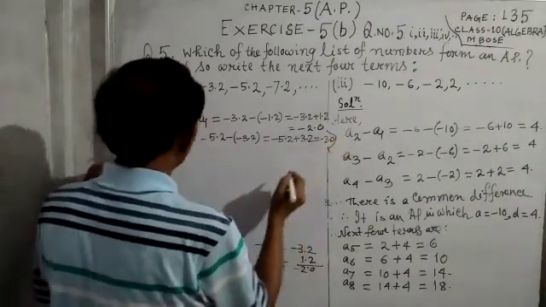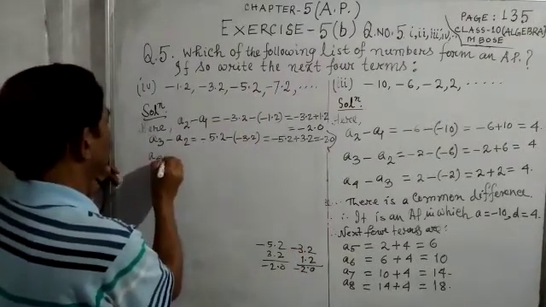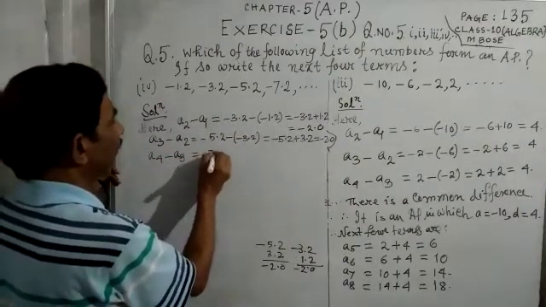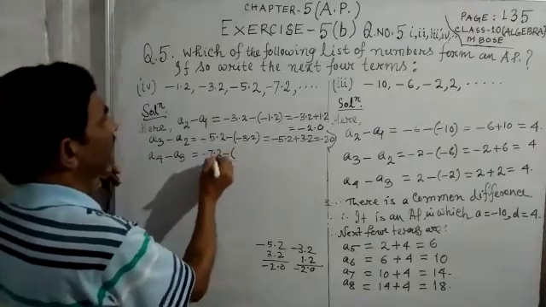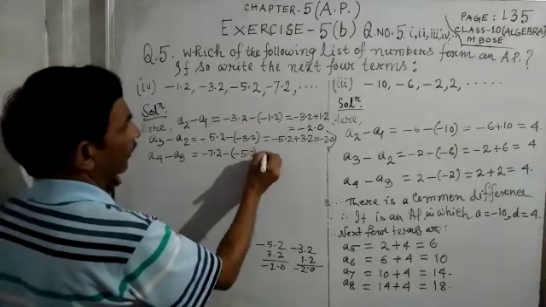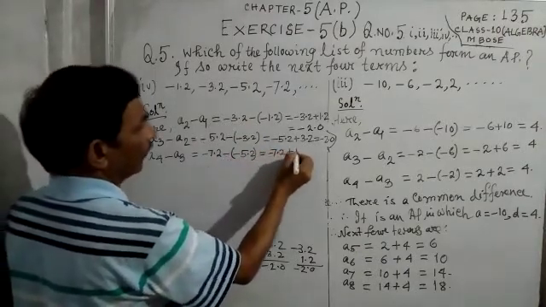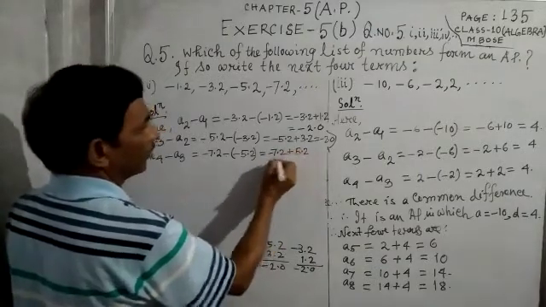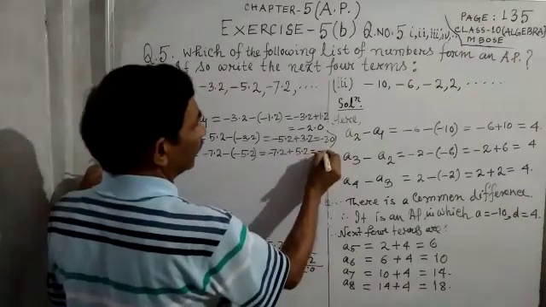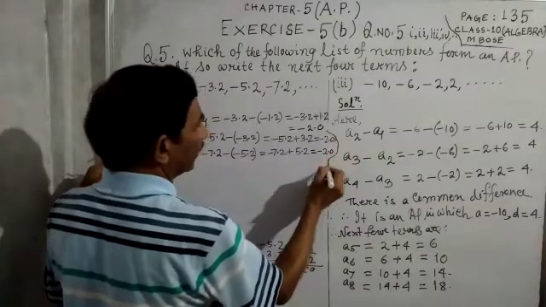Okay, and next is A4 minus A3. What is A4? Minus 7.2. Then minus, what is A3? Minus 5.2. So next is minus 7.2 minus into minus plus 5.2. And if we subtract, we will get the same, minus 2.0. The same we shall get.